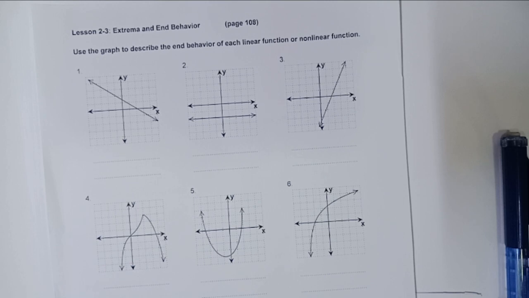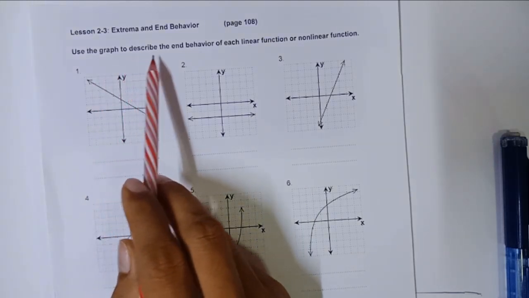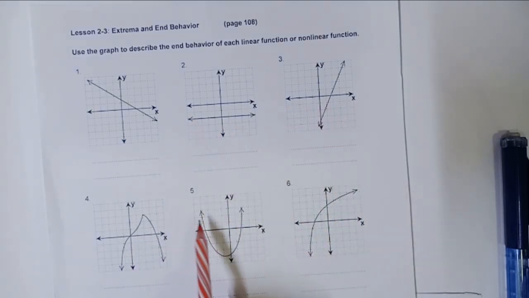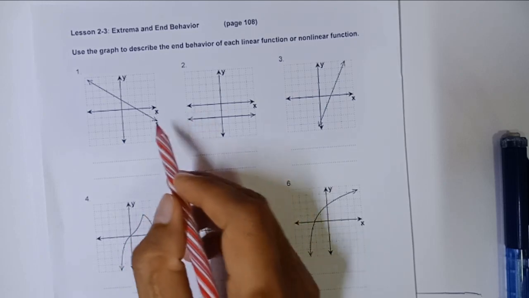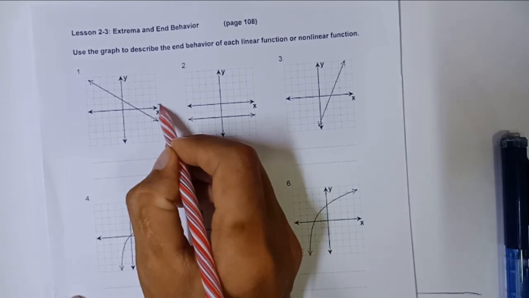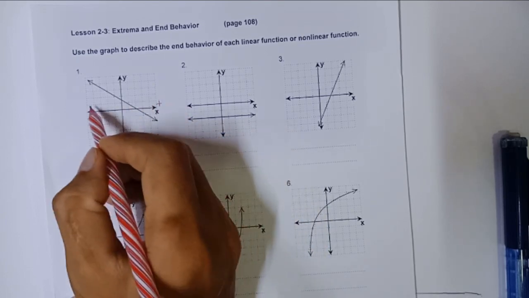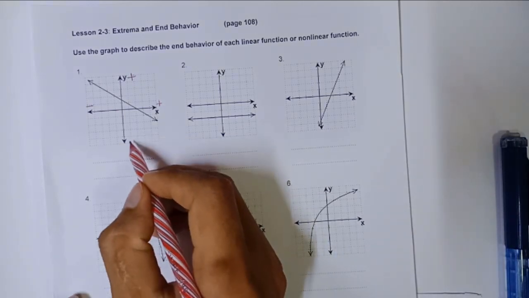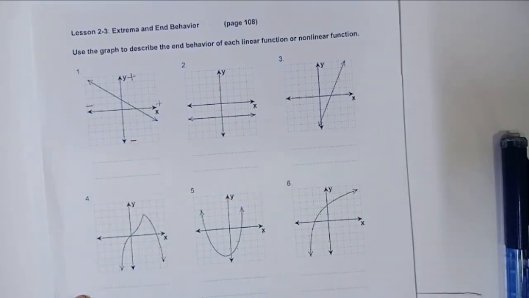Lesson 2-3, Extrema and End Behavior. Looking at all of these graphs together, the instruction tells us to describe the end behavior of each linear or non-linear function. Okay, let's begin from this section. This is the positive side of x and negative side of x, positive side of y and negative side of y. Now let's start from this one.